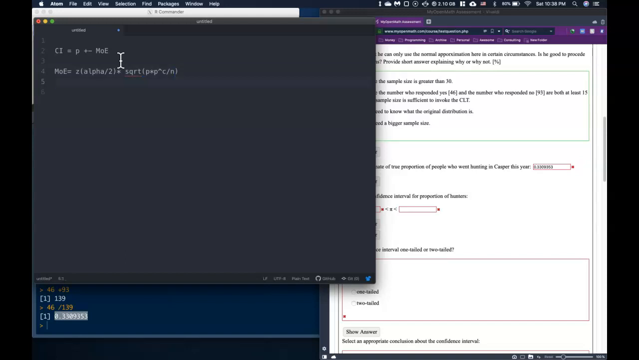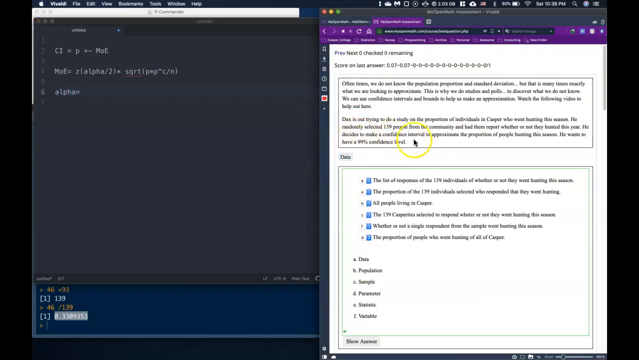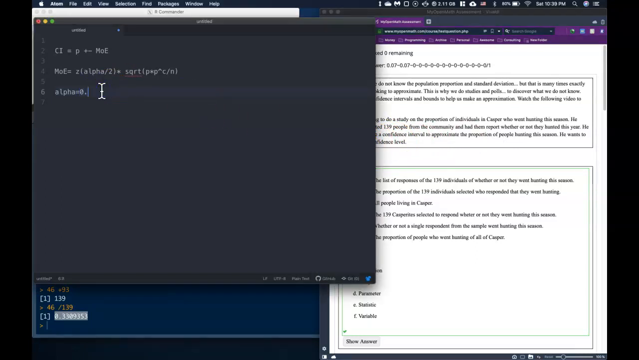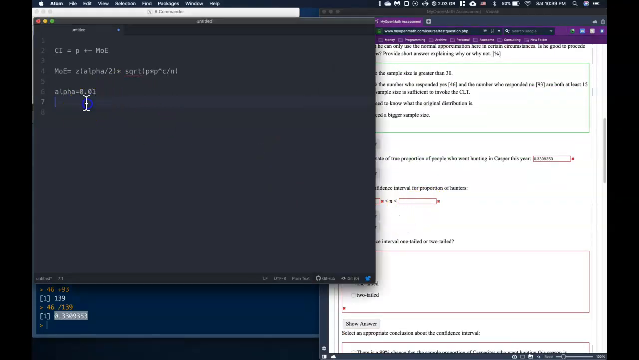So we just need to figure out what our margin of error is, figure out our z-score, and we can go from there. So if we figure out our alpha, that is going to be with our confidence level. We know it's 1 minus the confidence level, so alpha is going to be 0.01. And now we've got basically the pieces that we need.